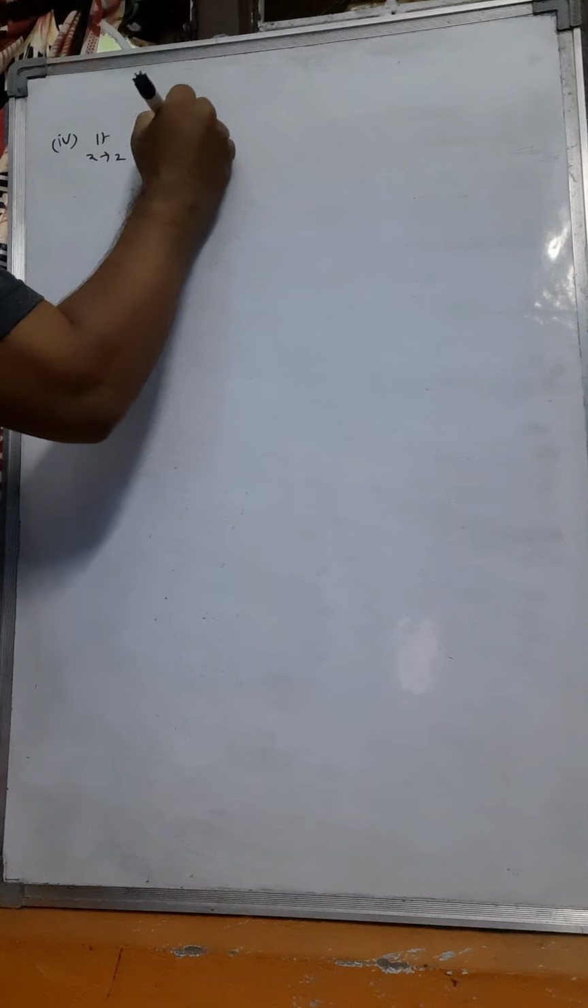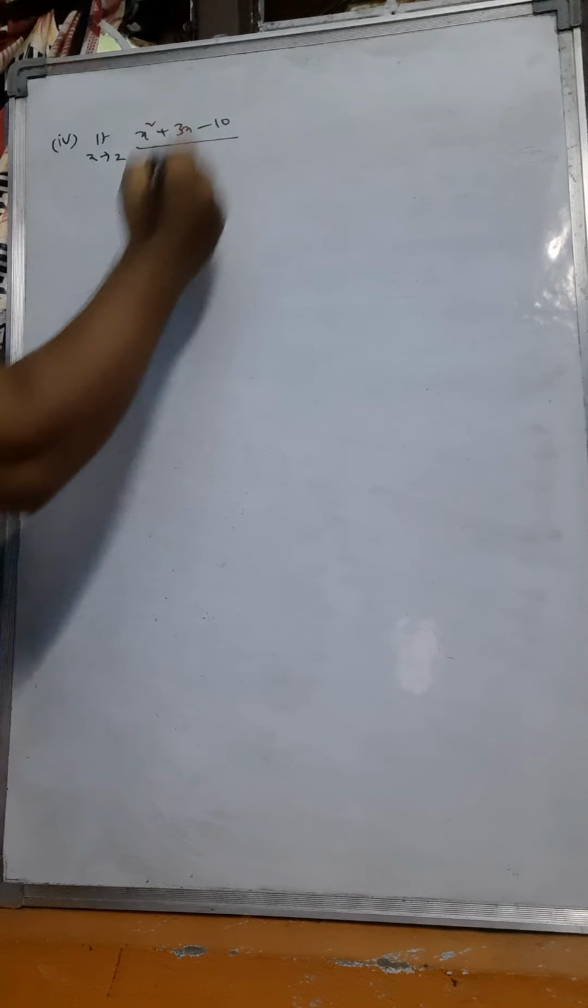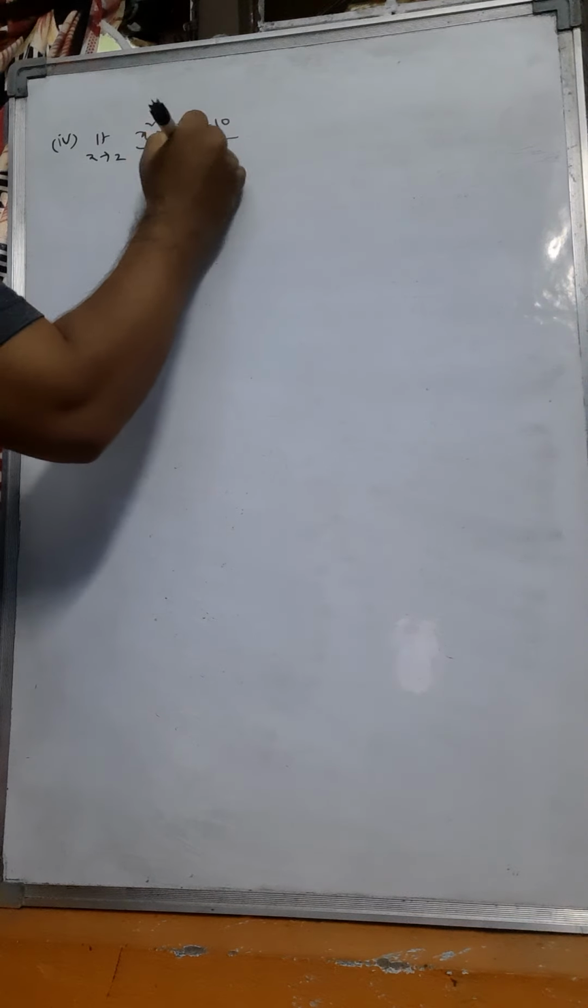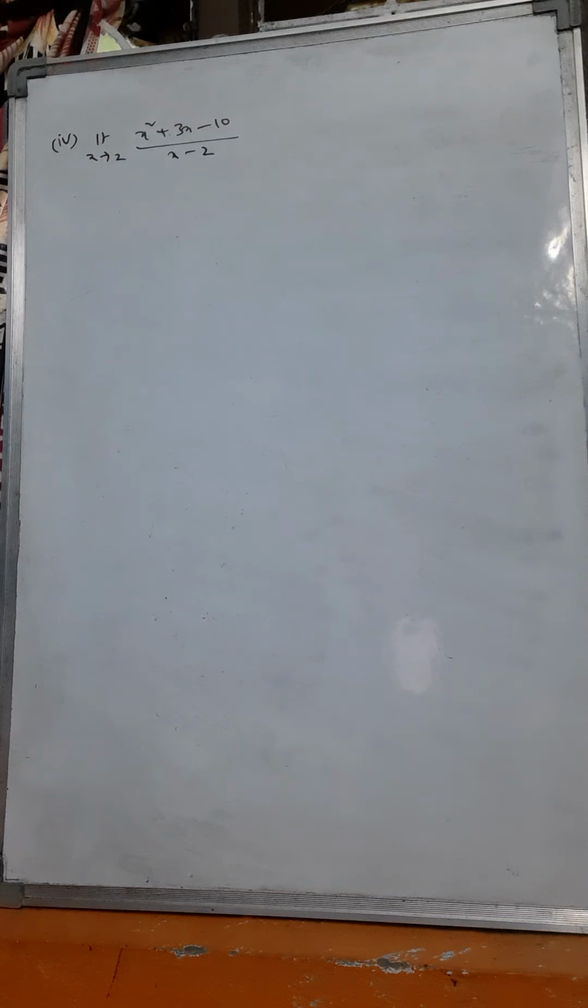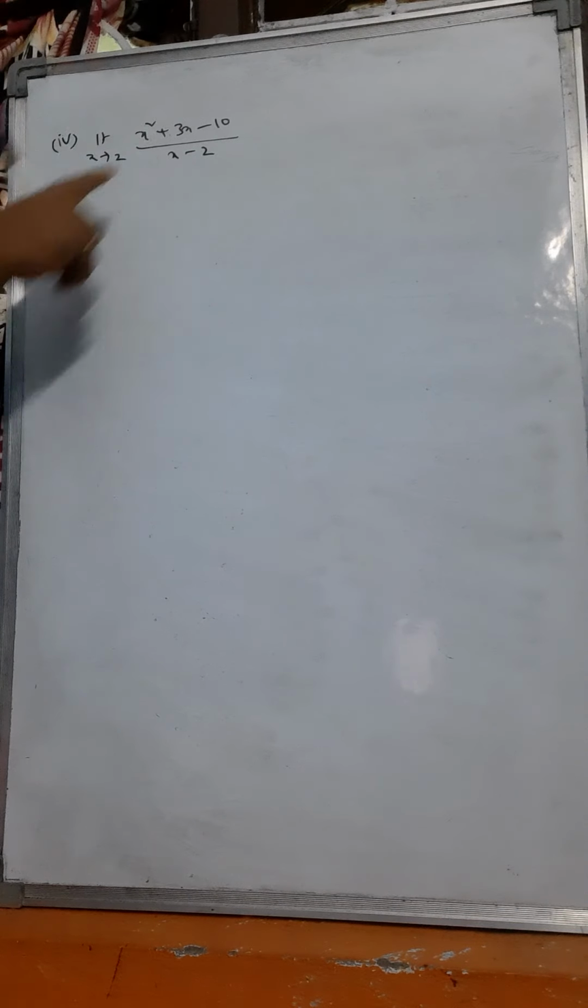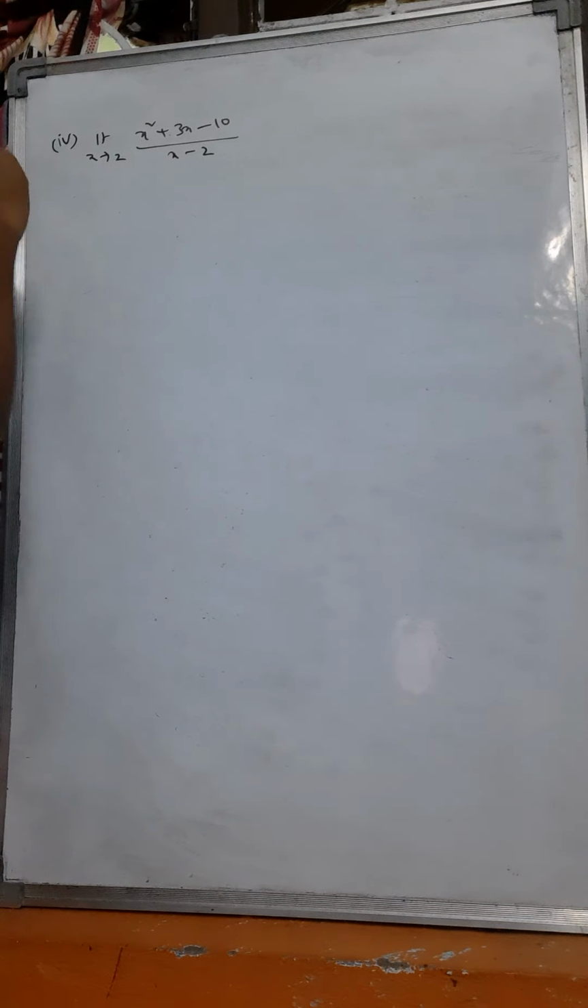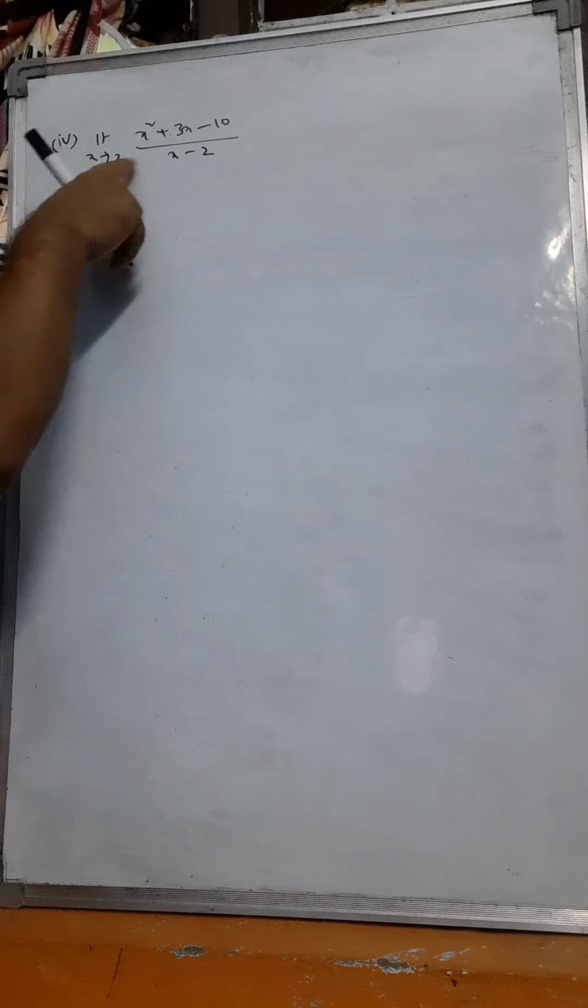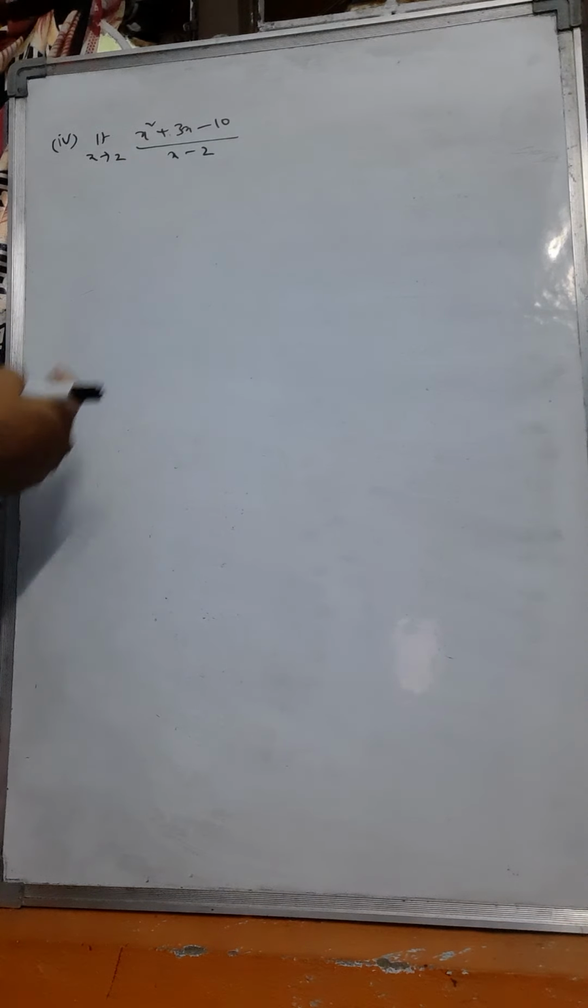That is equal to 1 by 12. Next problem. Fourth one. Limit x tends to 2, x square plus 3x minus 10 by x minus 2. So here, if you put x equal to 2, 2 square means 4, 3 2s are 6, 6 plus 4, 10, 10 minus 10, 0. In the numerator, it is 0.